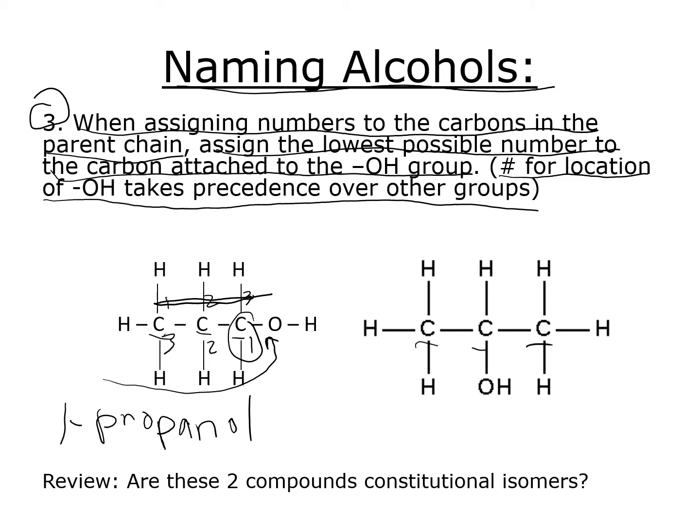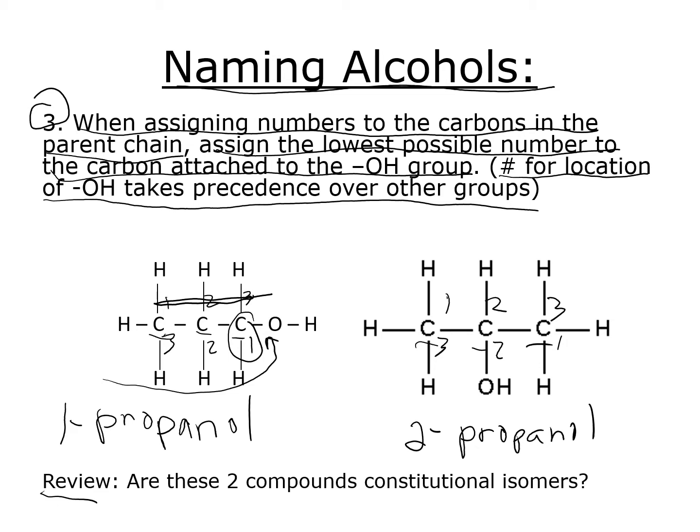The one on the right, same thing. We have 3 carbons, so it's propanol. And now the location of where the hydroxyl group is attached is in the middle one, which is carbon 2. It doesn't matter which end we count from, it's the same. So this one's called 2-propanol.